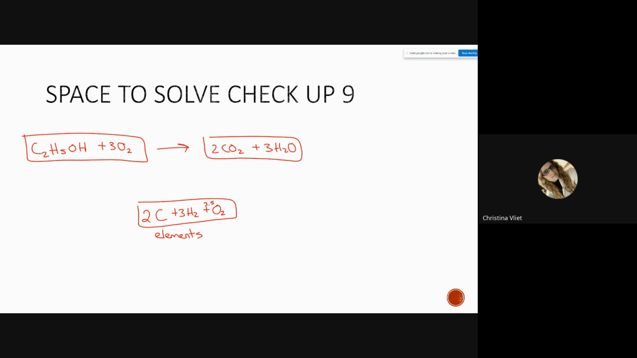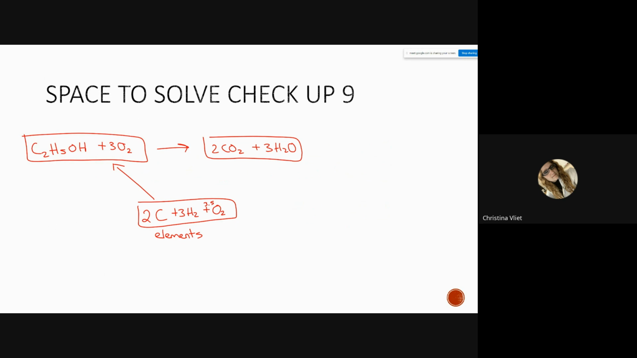Write your other arrows. The arrows always go up. So an arrow from here to here. What does this change describe? Elements in their standard state to this compound called ethanol. Remember, the oxygen is actually canceled. Elements in their standard state to the compound ethanol.